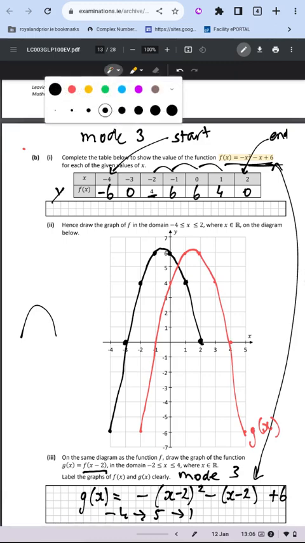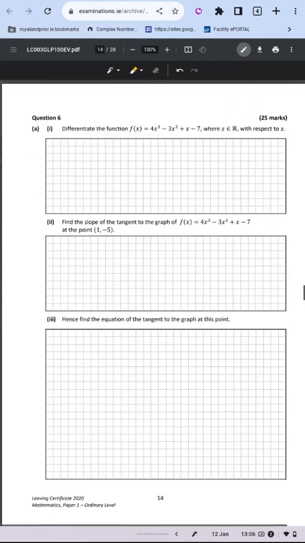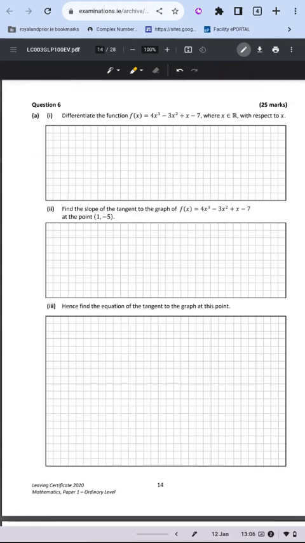Other question we'll look at, which is the next question actually, question 6. Differentiate the function here. So when we're differentiating, multiplying down by the power, reduce the power by 1. So this is the same as dy dx. Technically, they'll be writing this as f dash x. So multiply down by the power, 3 4s are 12, reduce the power by 1. 12x squared. Multiply down the power, 2 3s are 6, reduce the power by 1.